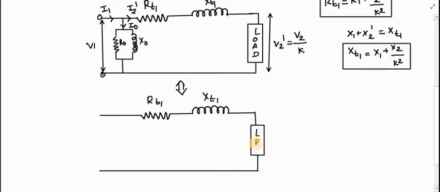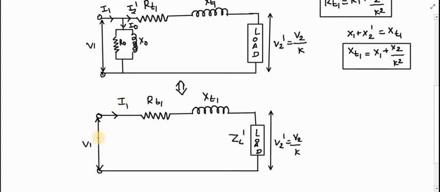This is your load ZL dash, which is transferred to the primary side. Voltage across this is nothing but your V2 dash, which is equal to V2 by K. This is your primary side across which V1 is impressed, and current taken from the supply is your I1.